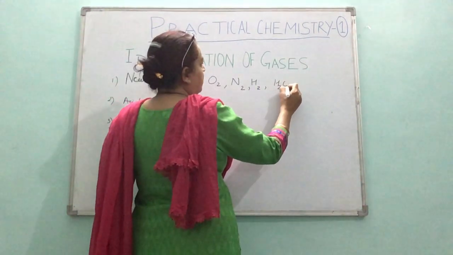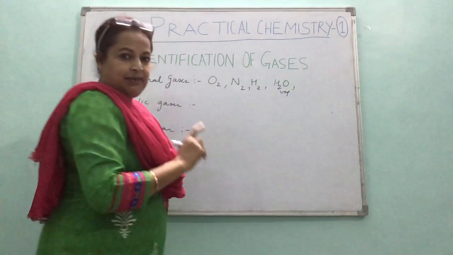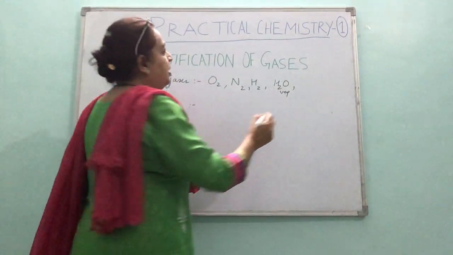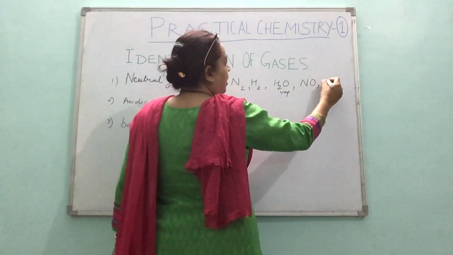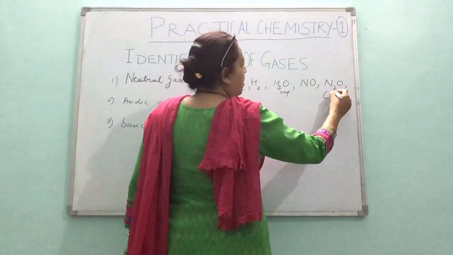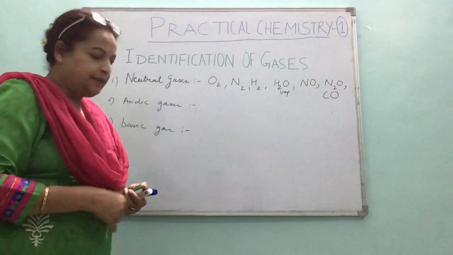water vapor, in the vapor form. Although it is not called a gas, I have written it in the vapor form, the reason being that this is in your syllabus. Then NO, nitric oxide, N2O, nitrous oxide, carbon monoxide. These are some neutral gases, right?